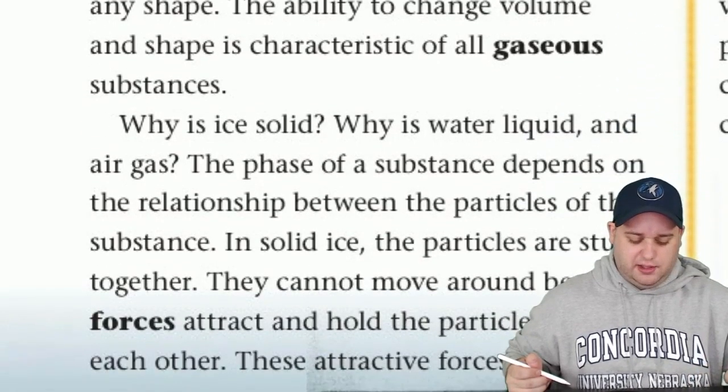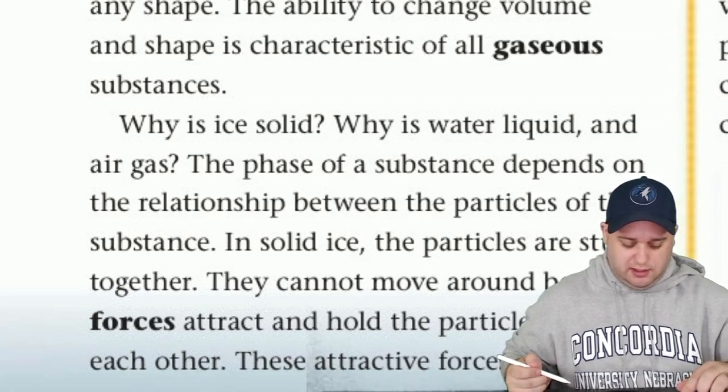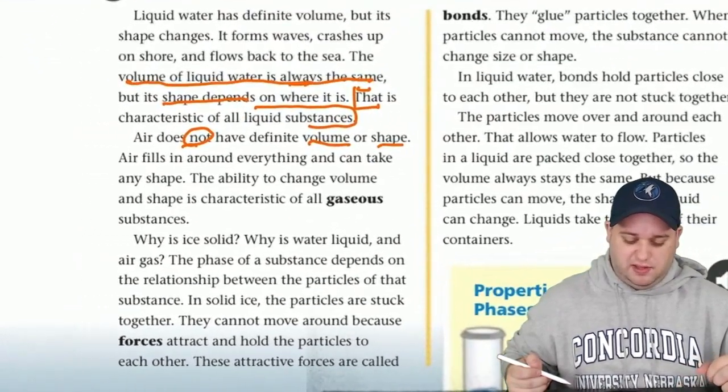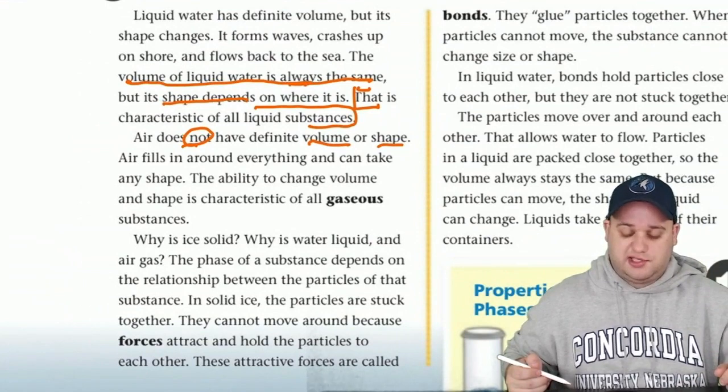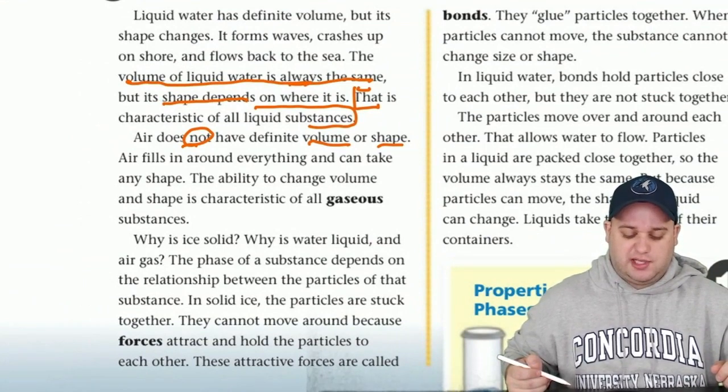Why is ice solid? Why is water liquid and air gas? The phase of a substance depends on the relationship between the particles of that substance. In solid ice, the particles are stuck together. They cannot move around because forces attract and hold the particles to each other. These attractive forces are called bonds. They glue particles together. When particles cannot move, the substance cannot change size or shape.